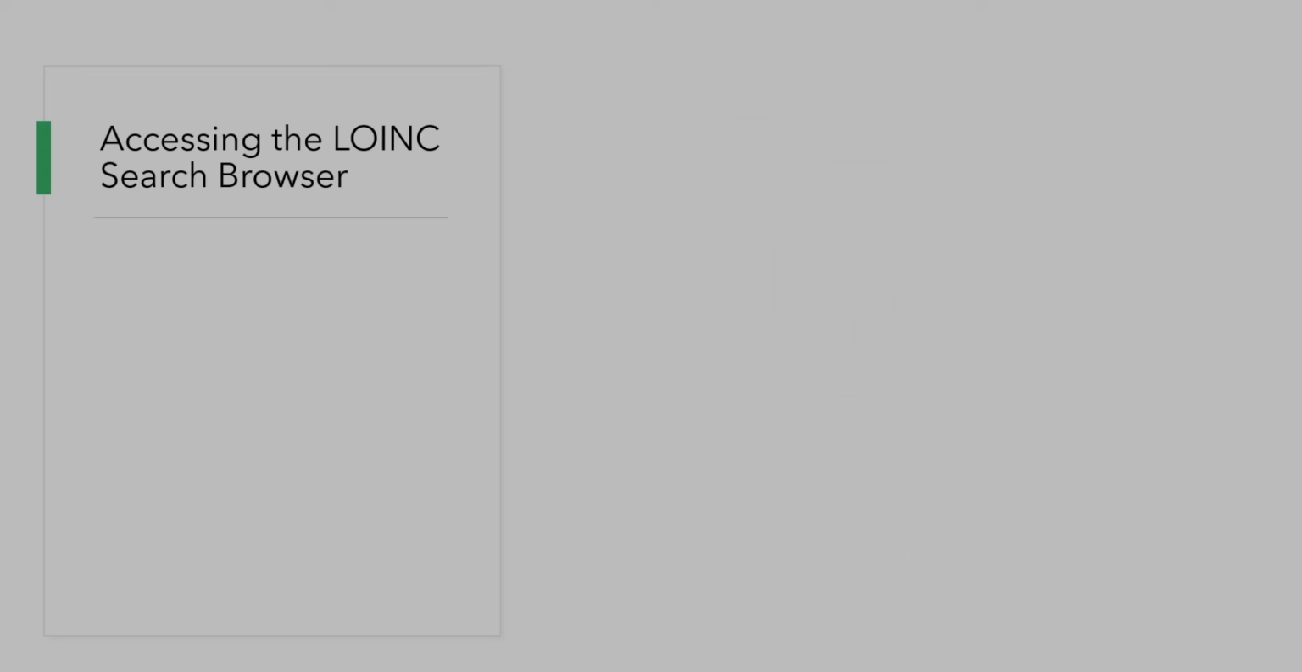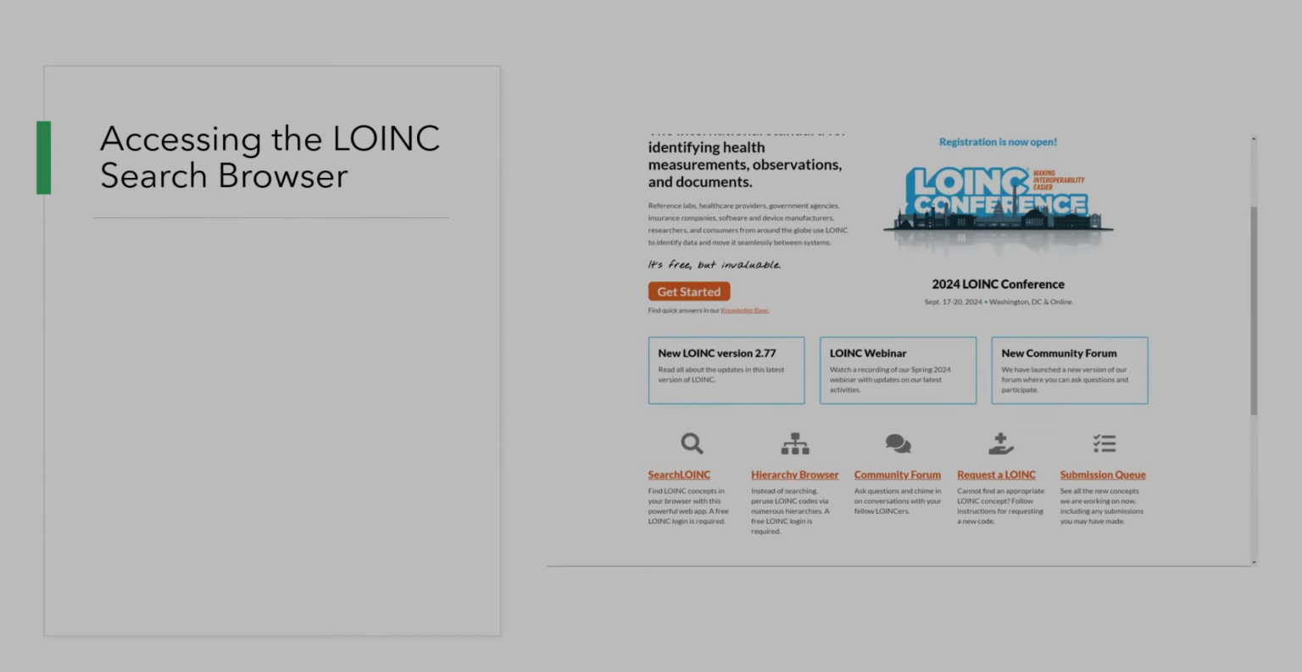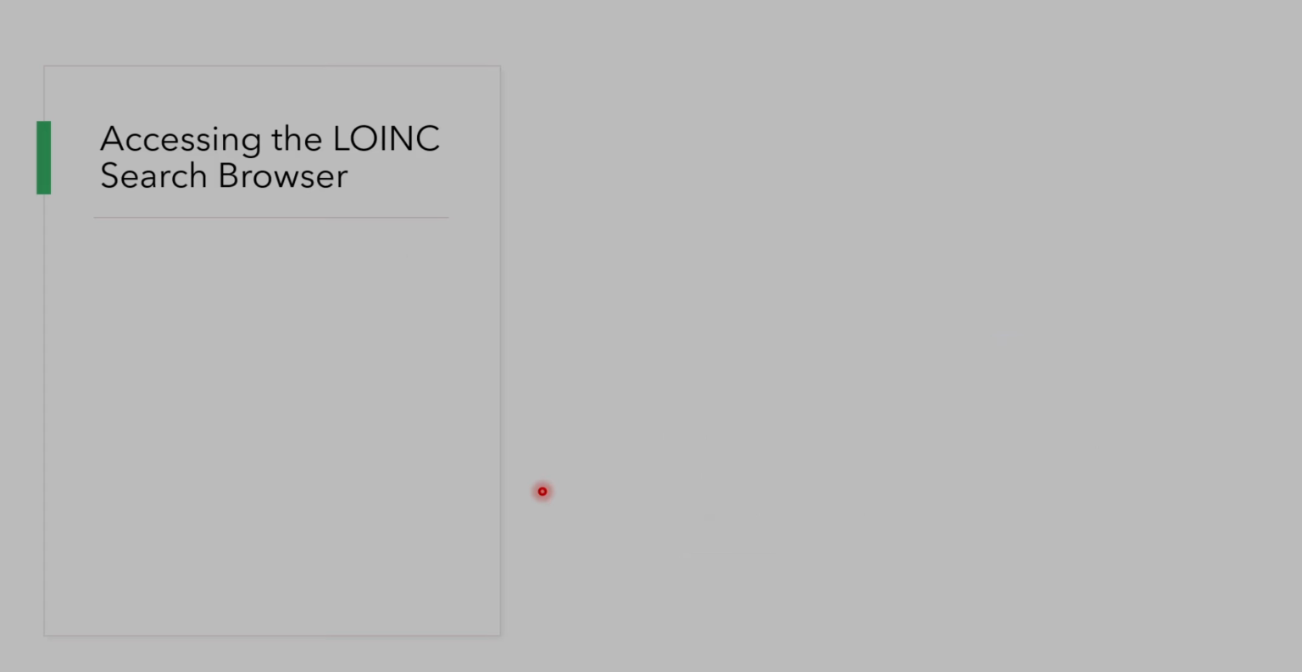To start searching for LOINC codes, you will need to access the LOINC search browser. You will need to go to the official LOINC website at loinc.org and click on the Search LOINC option. This will take you to the main search interface where you can begin your search journey.